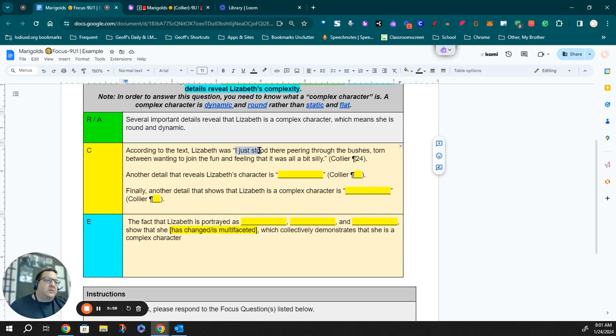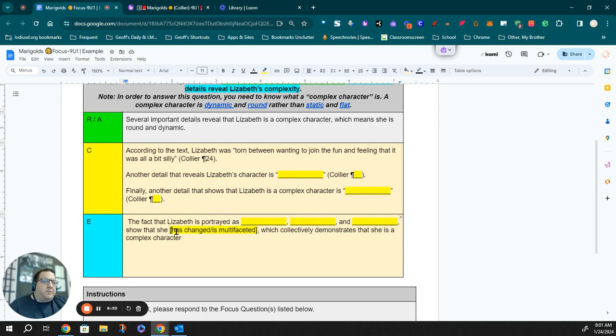It's not just a signal. It's integrated. Elizabeth was torn between wanting to join the fun and feeling that it was all a bit silly. And then I'm also going to get rid of this period because the period goes on the outside of the parentheses. Okay, so I have my first one. Okay, now down here.